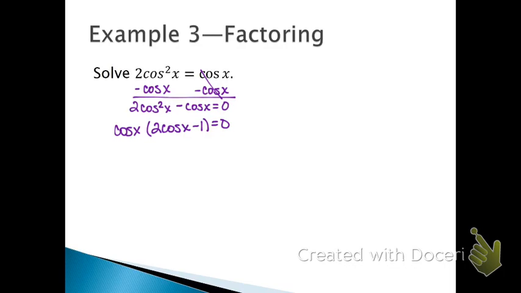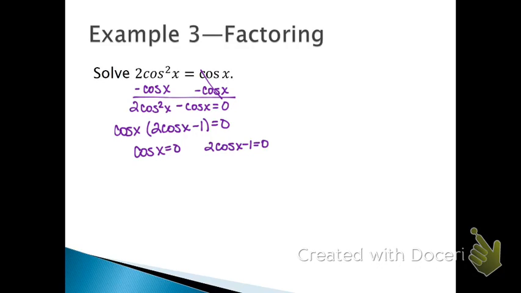And then what do we do when we have two things being multiplied and it's all set equal to 0? You multiply them. Nope, that would take me back to where I came from. No, divide them. Huh? You split them apart and set them both equal to 0. Separate them, split them apart and set them both equal to 0. So we have cosine of x equals 0. And we have 2 cosine of x minus 1 equals 0.